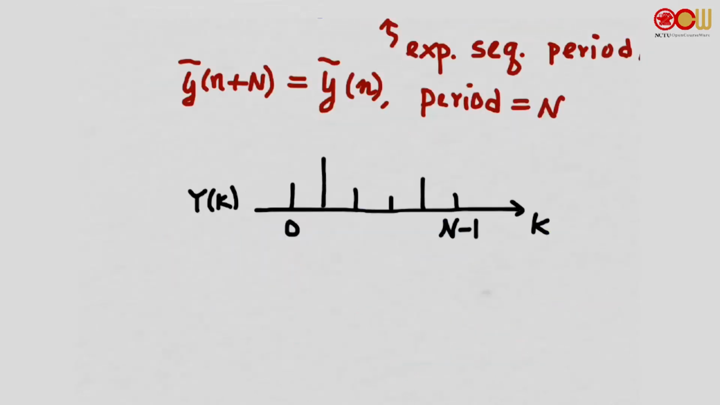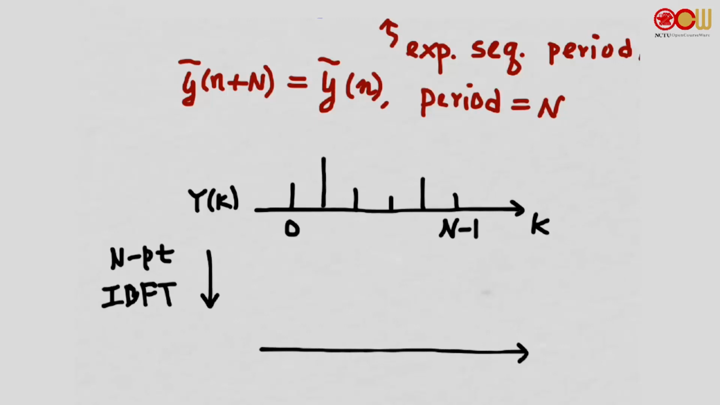So when we do IDFT, first we have the N-point DFT Y k, k goes from 0 to N minus 1, and we can do the N-point IDFT, then we get a sequence y[n].